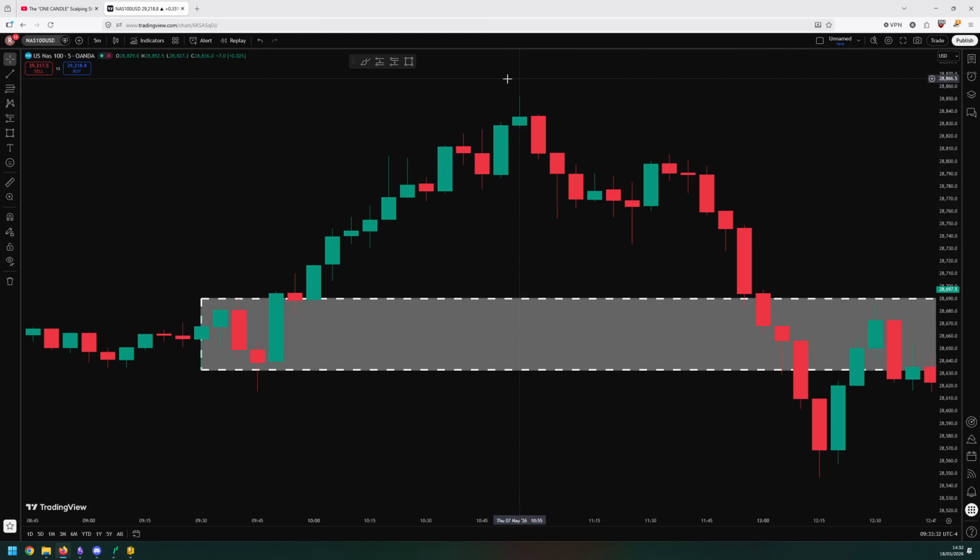So at this point, the strategy tells us to wait for a break to the downside. So if the low of this candle is broken, then that is where you enter short. And that happens on the next candle. So I would put a short order, let's say here.